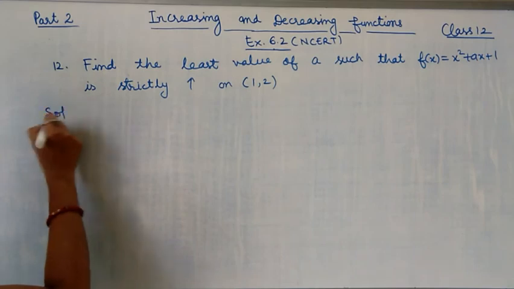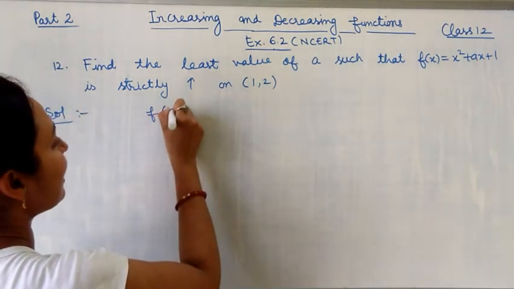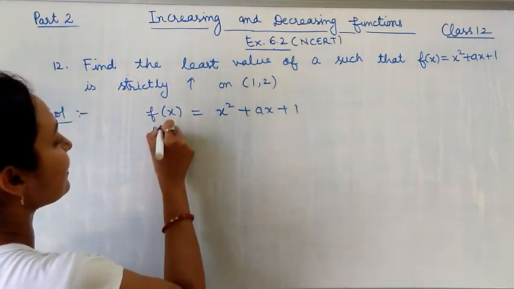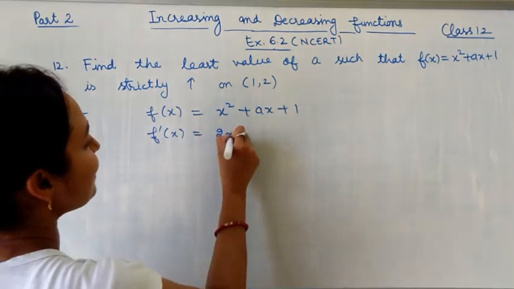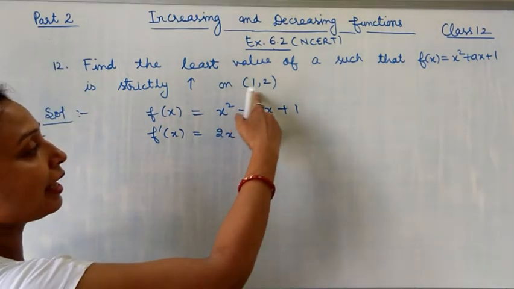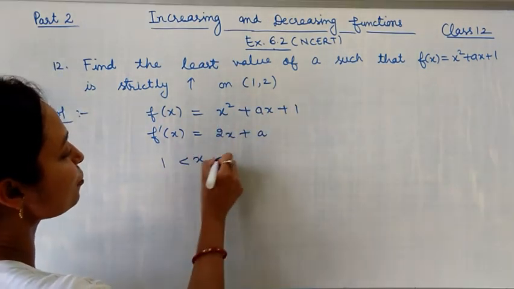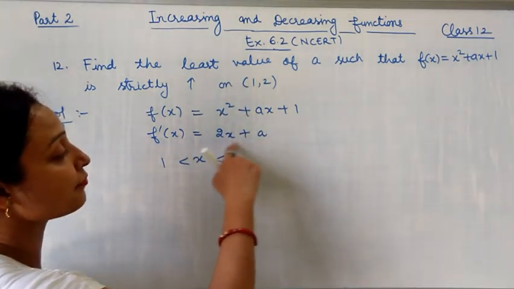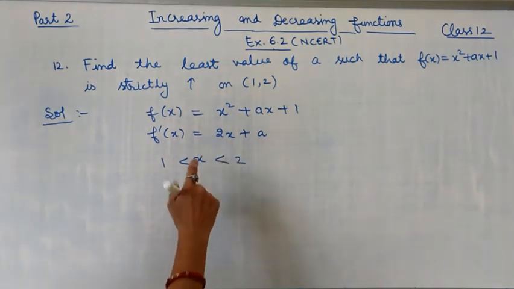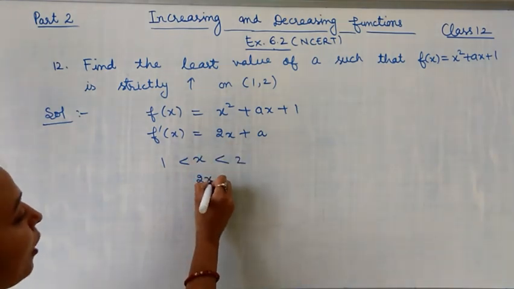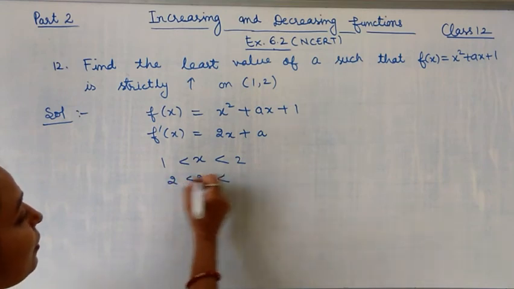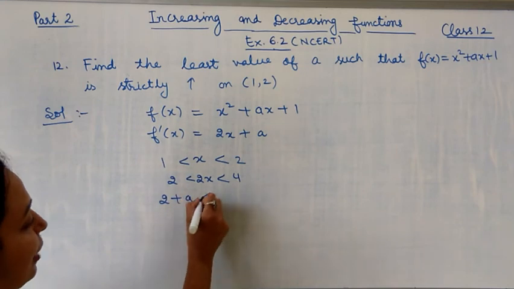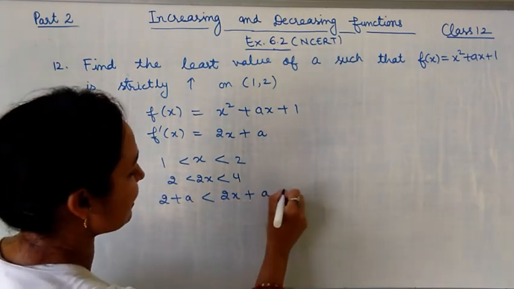I will start with the function. The function is given as x square plus ax plus 1. First of all, find the derivative. It will be equal to 2x plus a, right? The value of x is given as 1 to 2. It is given in the question. You will try to form this function from this value in this place. So I will multiply 2 on 3 of these values. 2 1s are 2 and 2 2s are 4. Now I will add a to make it f dash x.